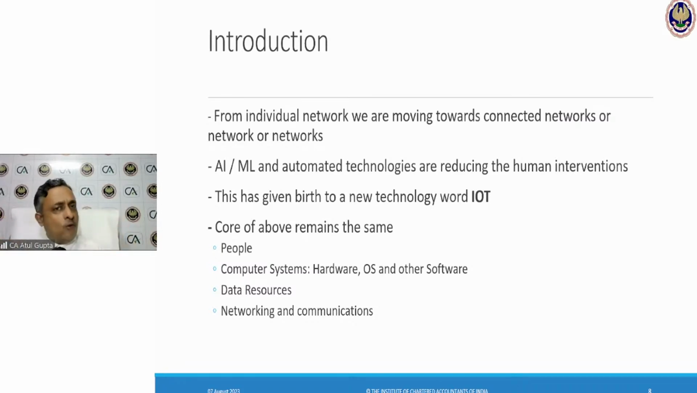Whatever happens in technology, everything has some key components. The core of above remains the same: people, computer system, that includes hardware, operating system, software, data resources, network, and communication. So this is how you look at it.